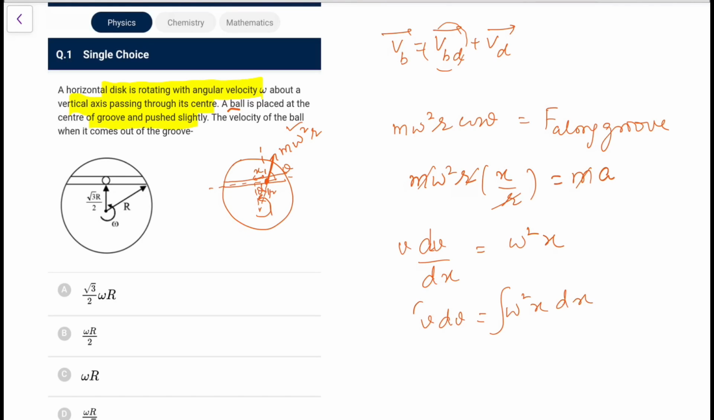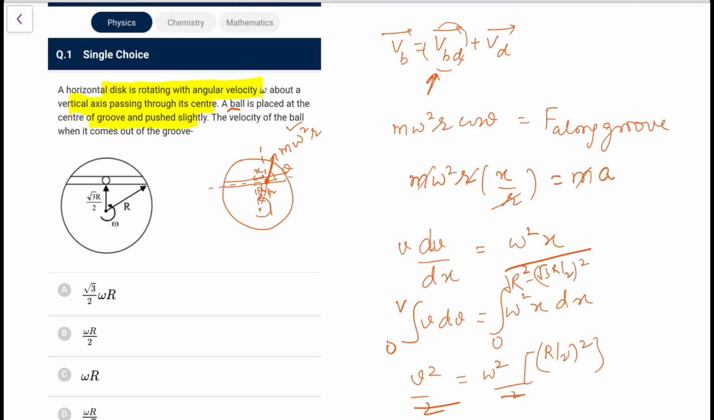Now integrate it, with limits from 0 to v. This will be the v of the ball with respect to the disk only. Remember that x will be from 0 to, not r, but the square root of r square minus (root 3 r by 2) whole square. So this is r square minus 3r square by 4, that is r by 2. So omega square times x square by 2 becomes (r by 2) whole square divided by 2, and this equals v square by 2. The 2 and 2 get cancelled, so v would be omega r by 2. This is the v with respect to the disk.